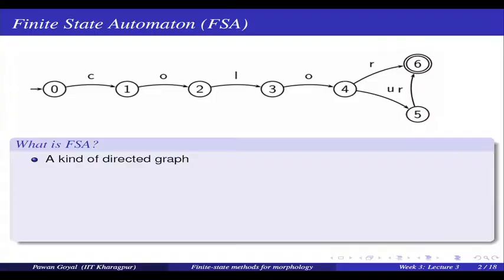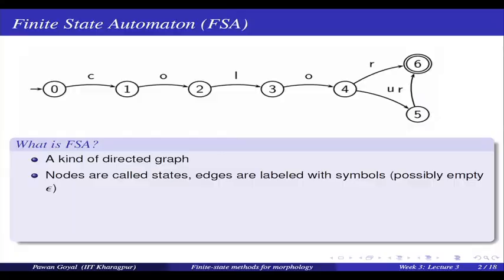So what is a finite state automaton? It's kind of a directed graph. In this figure, you are seeing a finite state automaton that has 6 different nodes. These nodes are called the states. There are edges between the nodes, and the edges are labeled with certain symbols. For example, between node 0 and 1 there is an edge with a label of C. They may also be empty for certain categories of these automata.